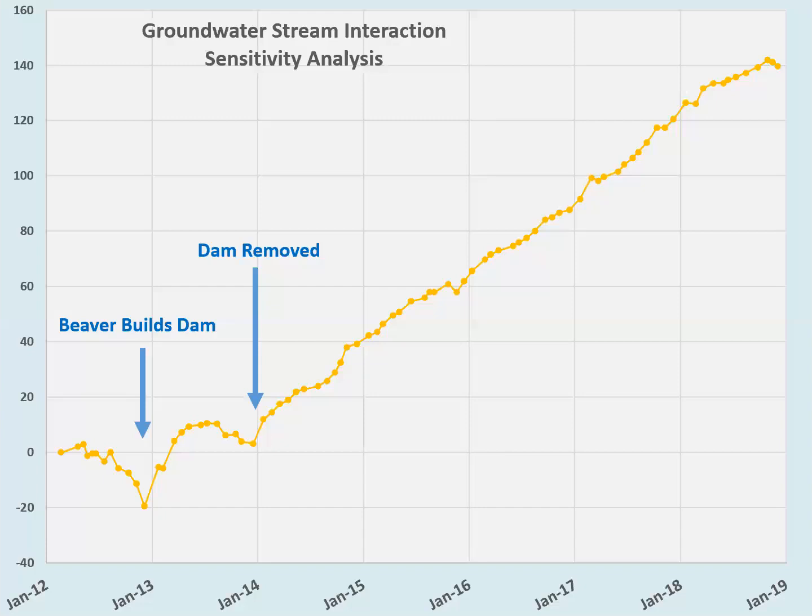So in this case, what the beaver did was raise the stage of the stream, and so he was keeping groundwater from entering the stream at that time. Once the dam is removed, that groundwater starts to enter again.